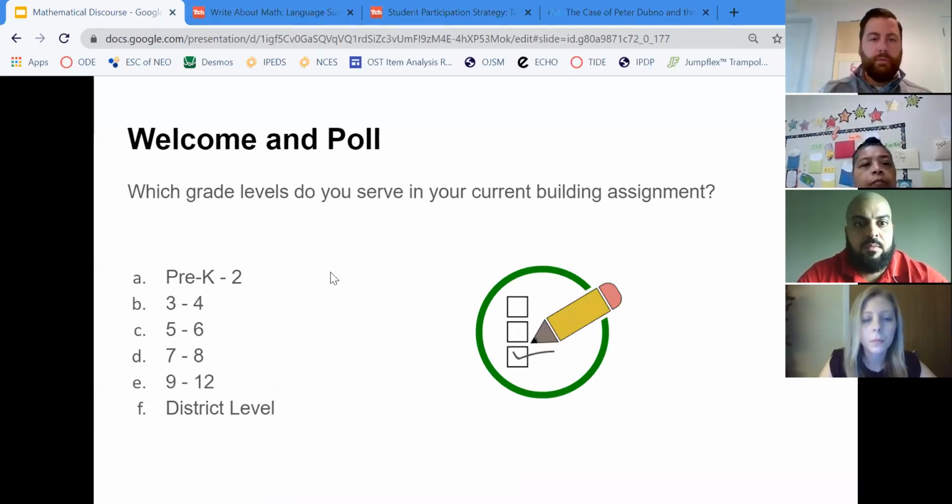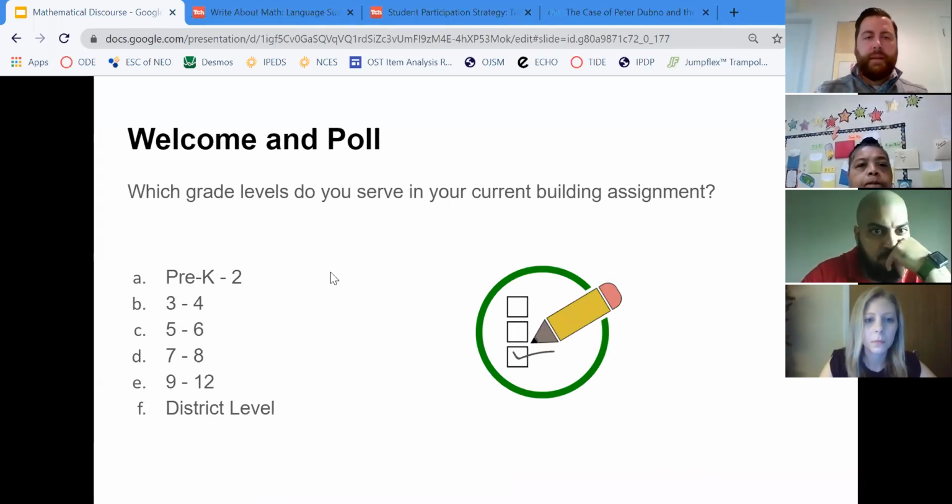What building, what grade levels do you serve? And I'm talking you as an individual, not your whole building, but what grade levels are you currently teaching in, or what bands? Give me an idea as far as who my audience is.